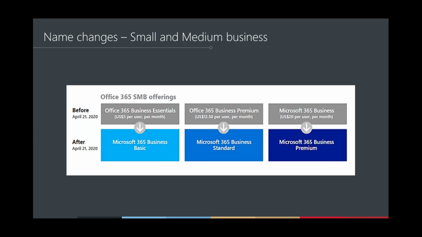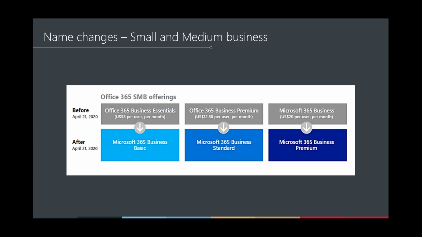So for example, Business Essentials becomes Business Basic. Office 365 Business Premium becomes Microsoft 365 Business Standard, whereas Microsoft 365 Business now becomes Microsoft 365 Business Premium. So pretty convoluted. And also they've adopted this Microsoft 365 acronym, this brand, which in the enterprise space, when you see Microsoft 365, as we've just covered off, covers Office 365, the Enterprise Mobility Suite, and the Windows 10 license as well. That's in the enterprise space.